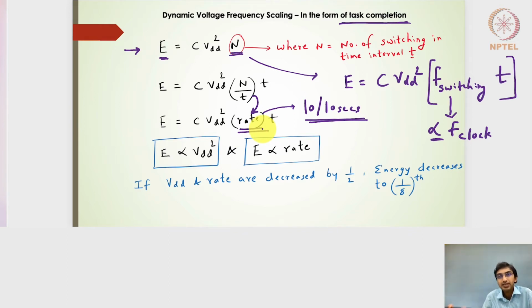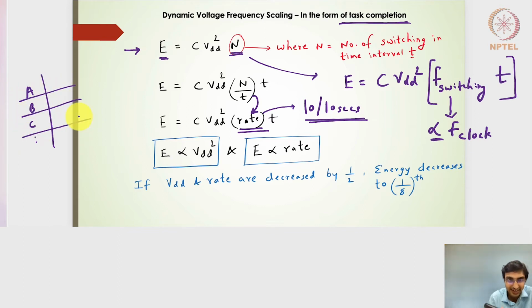So for example, if I have a lot of tasks, a task A, a task B, a task C, and so on. Each of these tasks is defined by a rate in terms of the absolute value, where task A needs 10 switching to be done in, let's say, 1 second. Task B is 20 switching in 1 second, and task C will be nothing but 100 switching in 1 second. And so on, right?